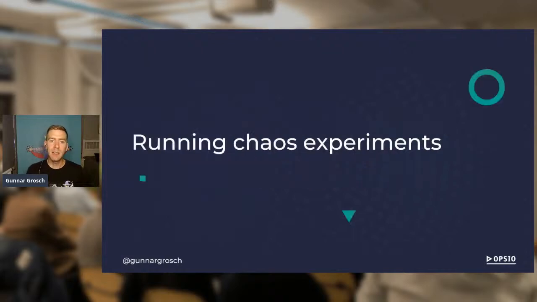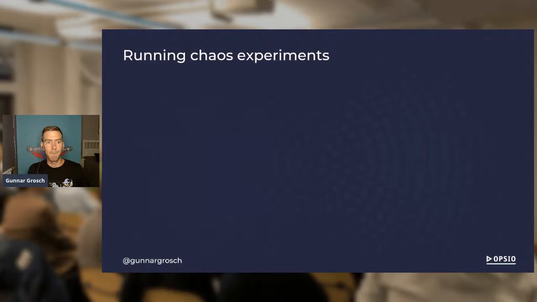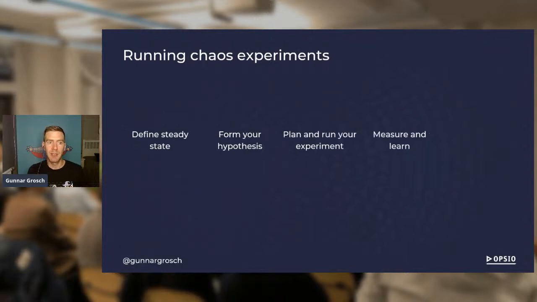So we've seen now what chaos engineering is and some of the motivations why we want to do it. So let's look at how to run chaos experiments. And we'll do this by following some simple steps. We're going to define the steady state. We're going to form a hypothesis. We're going to plan and run our experiment. And then we're going to measure and learn, and then scale up and abort and fix. So let's jump into those.